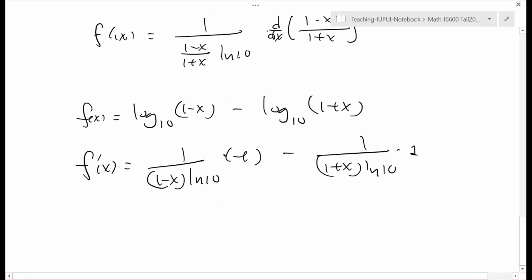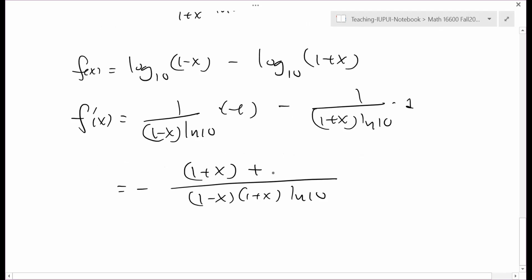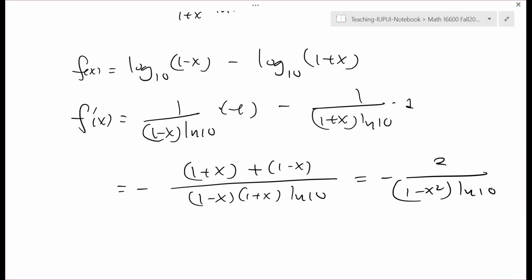You don't need to combine them into one. Not necessary, but you can. If you want to combine them, you get a negative sign, since both are negative. That's the common factor, and you get 1 plus x plus 1 minus x over the common denominator. The answer will be like that. 1 minus x times 1 plus x is 1 minus x squared. For the numerator, just add them together, because they both have a negative sign, so you take the negative sign out, and you get 1 minus x plus 1 plus x. That just gives you 2. You see, so simple. You don't need to do lots of computation.